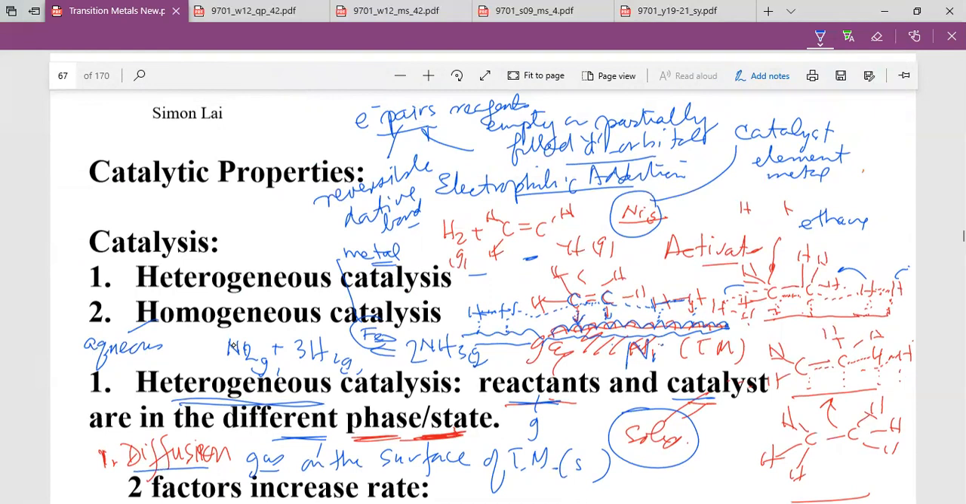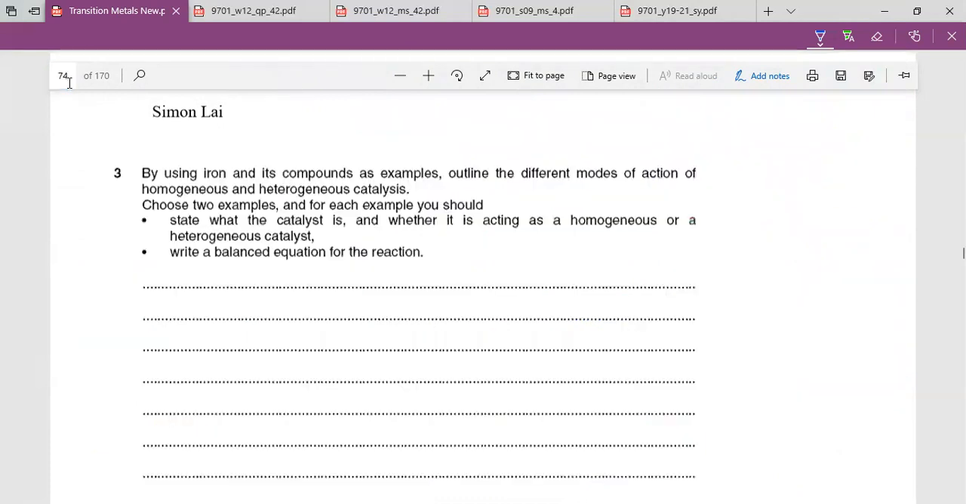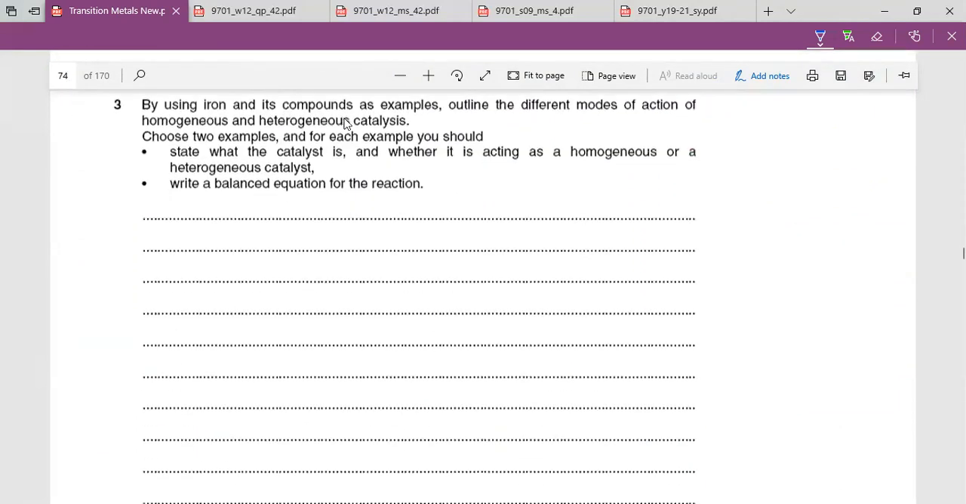There's a question here on page 74, which asked for two of them. I'll just show you some first, okay? Now here, by using iron and its compounds as examples, iron is very common. You can see this in the Haber process, you can see it in benzene with iron going through electrophilic substitution, and you can see S2O8 2- with Fe2+ and Fe3+, with I-. So this is why they use iron here.